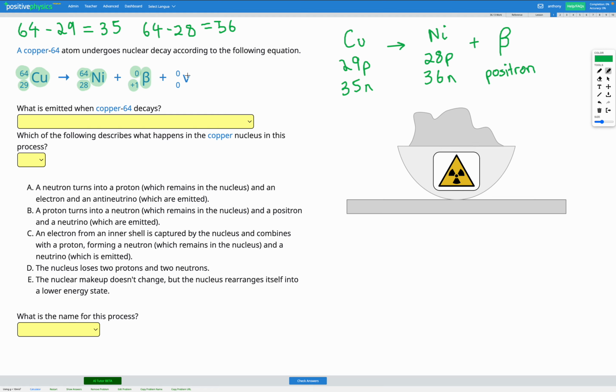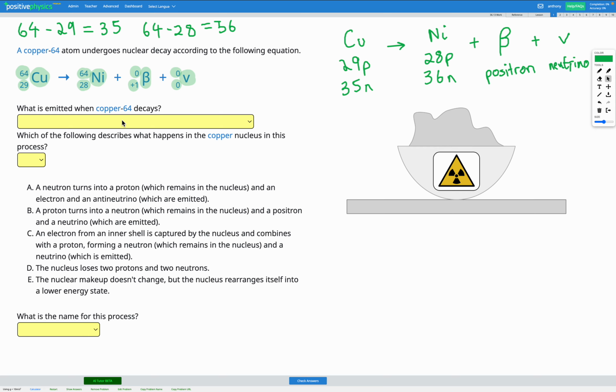And then we also have this, which is a neutrino, which has 0 charge and 0 mass. So 0 atomic number, 0 mass number. We've already encountered the antineutrino, which looks like this. That bar on top is what tells us it's the antineutrino. Here we just have the neutrino. So the neutrino and the antineutrino are antimatter versions of each other.